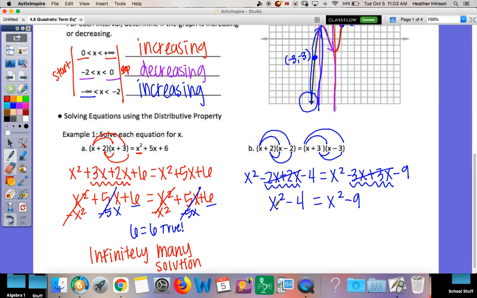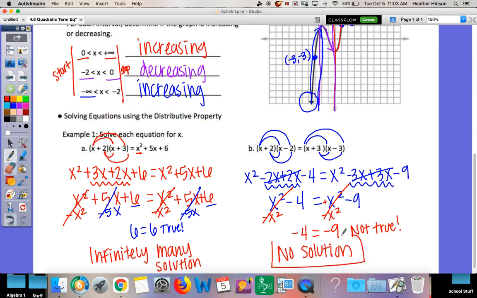So I need to get my x's together. So this is positive, so I'm going to subtract it out. x squared minus x squared, that's 0. That goes away. So then I'm just left with negative 4 equals negative 9. That is not true. Those are not the same thing. So this is no solution.